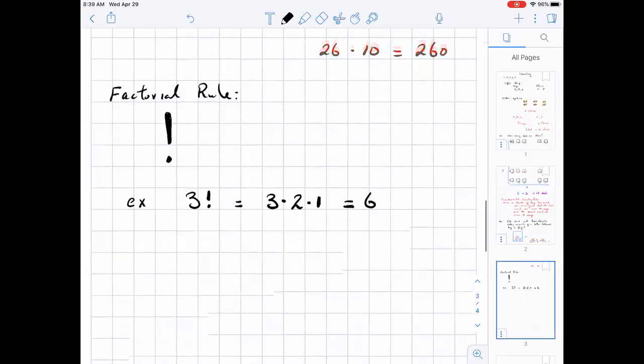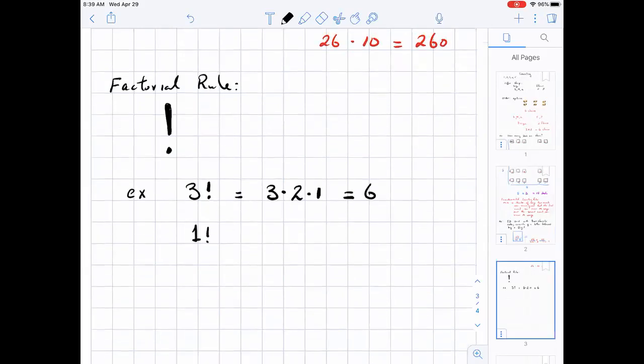1 factorial is just 1. Well, there is an exception to this of 0 factorial. 0 factorial happens to also be 1. So this one here is a little rule that you will have to remember, because there's no way really to multiply it out, because we say we stop at 1. 0 factorial is 1.